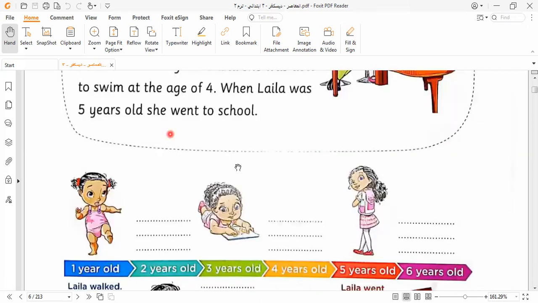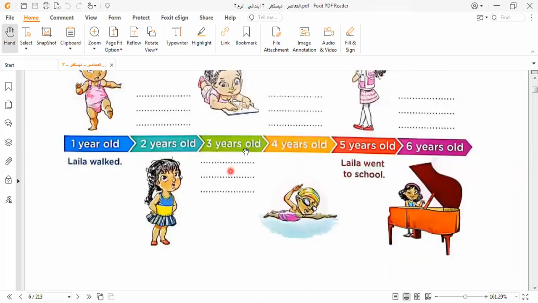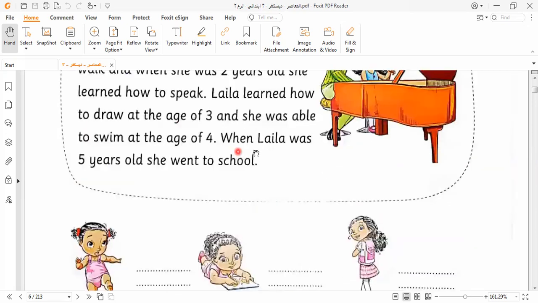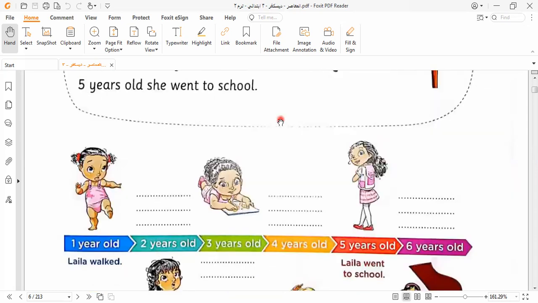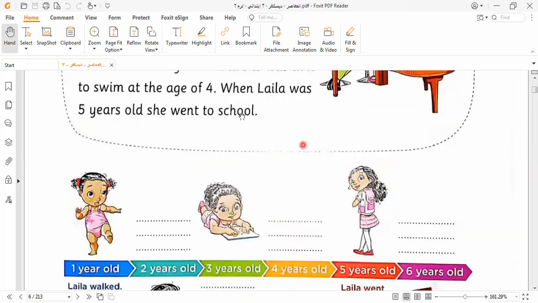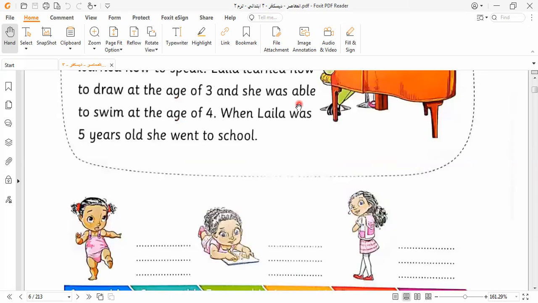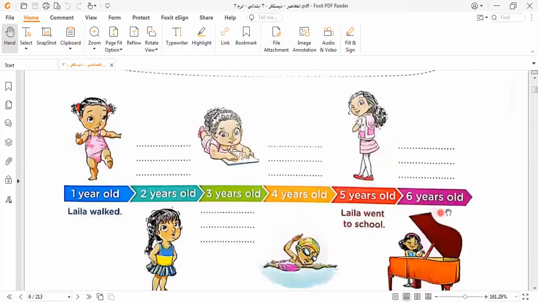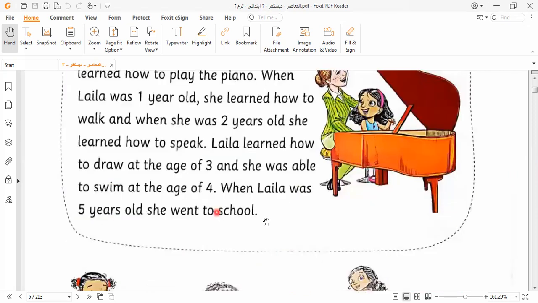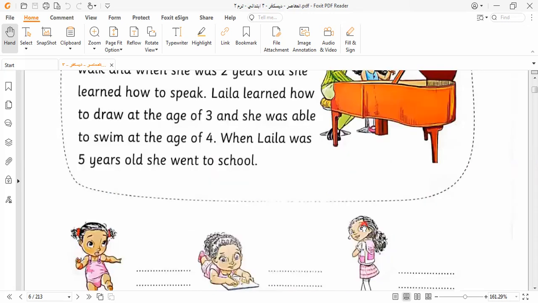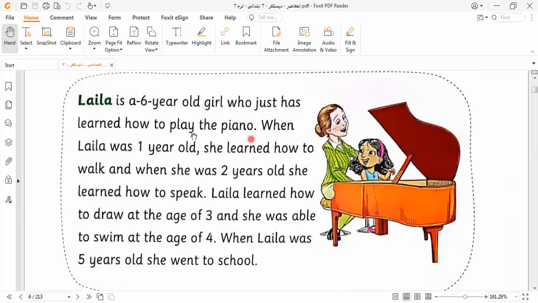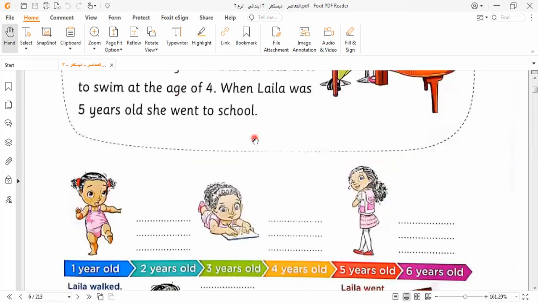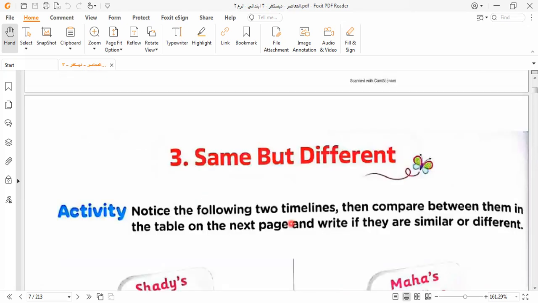3 years old, learned to draw. 4 years old, what is Layla doing? Learned how to swim. At 4 years old, she was able to swim. 5 years old, went to school. 6 years old, learned how to play piano. Okay, this is the timeline of life.